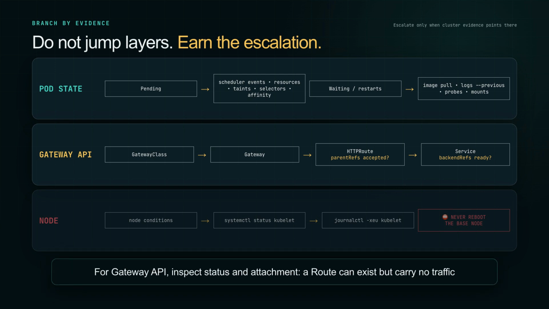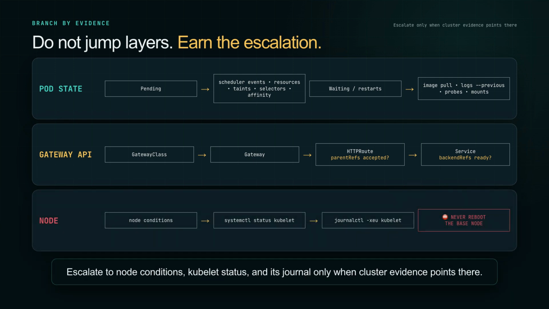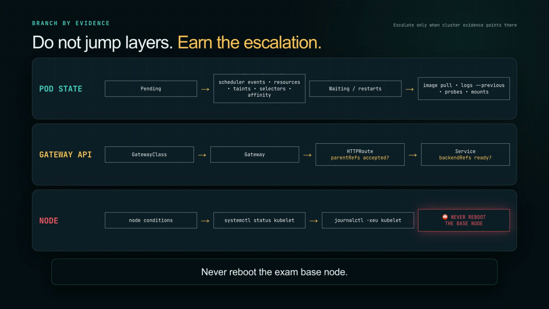For Gateway API, inspect status and attachment. A route can exist but carry no traffic if parent refs are not accepted or backend refs lead to a service without ready endpoints. Escalate to node conditions, kubelet status, and its journal only when cluster evidence points there. Never reboot the exam base node.